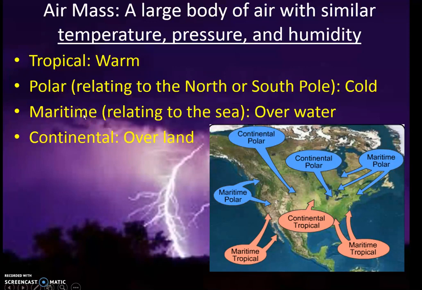Maritime, relating to the sea. Mar is a prefix for sea. So these air masses are moist and coming from over the ocean, maritime polar and maritime tropical. Then we have continental, which are forming over land. So as you can see, it's a combination of two of these words that forms each air mass. Continental polar forms over land and cold. Maritime tropical forms over the sea and warm.